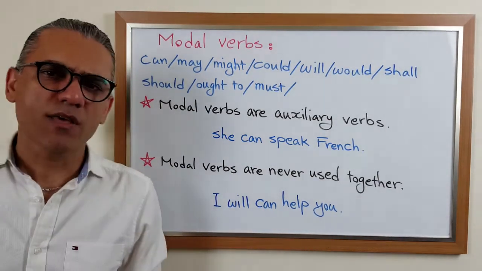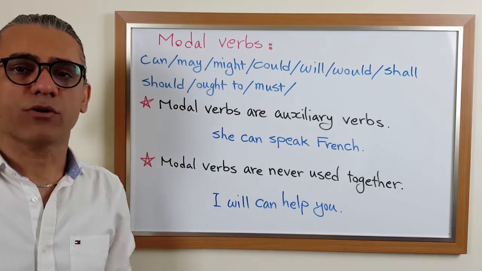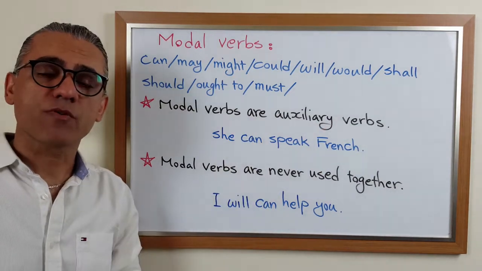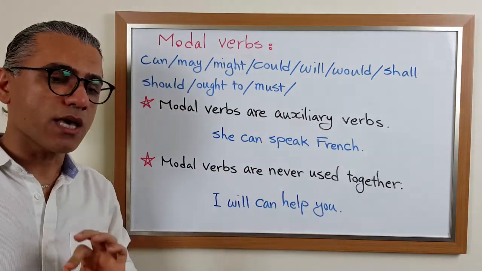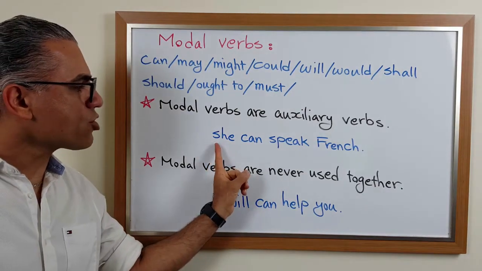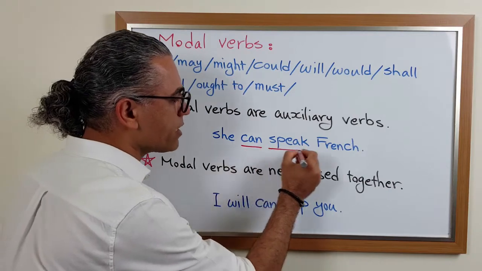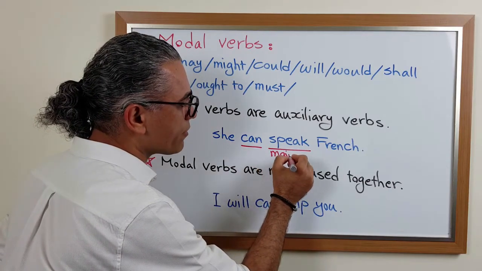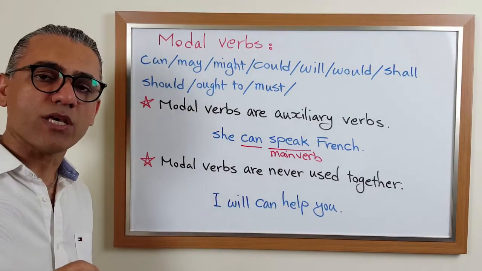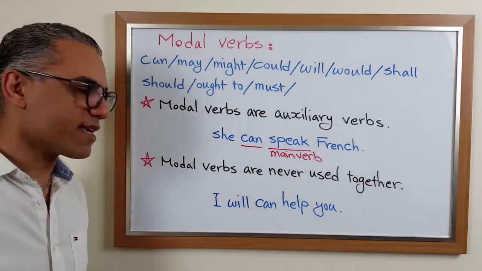First, some facts we need to know about modal verbs. First, modal verbs are auxiliary verbs. What does that mean? It means they always need a main verb. Look at this sentence: She can speak French. This is your modal verb and this is your main verb. In whatever sentence you have a modal verb, you need a main verb to complete your sentence.